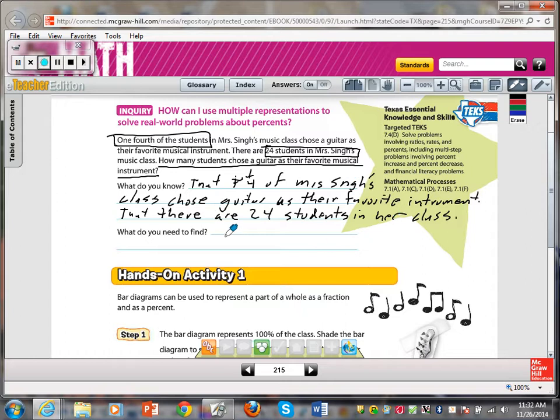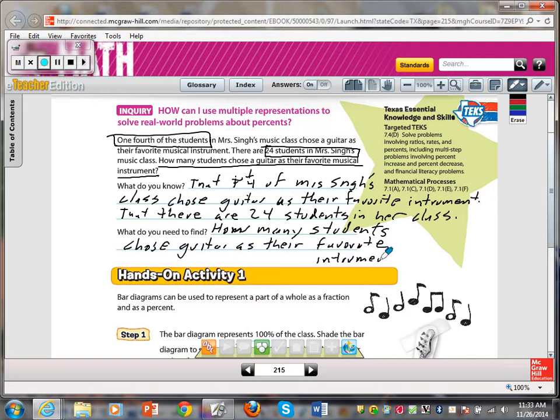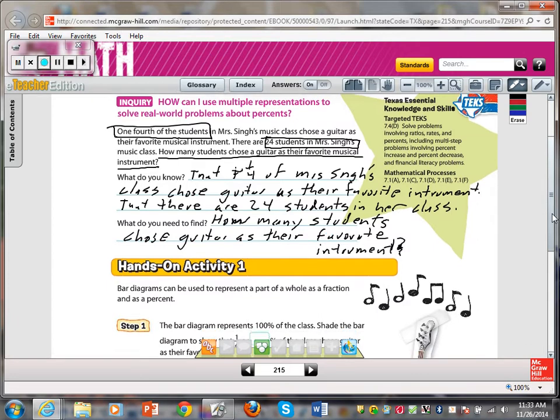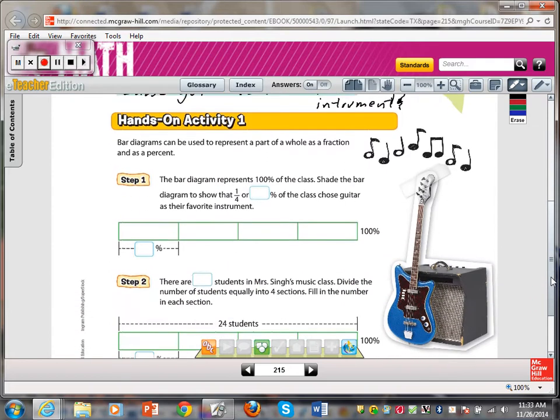What do you need to find? Well, we need to find how many students chose guitar as their favorite instrument. That's what we need to find out. So let's go ahead and give you a strategy for finding percents with percent bars.